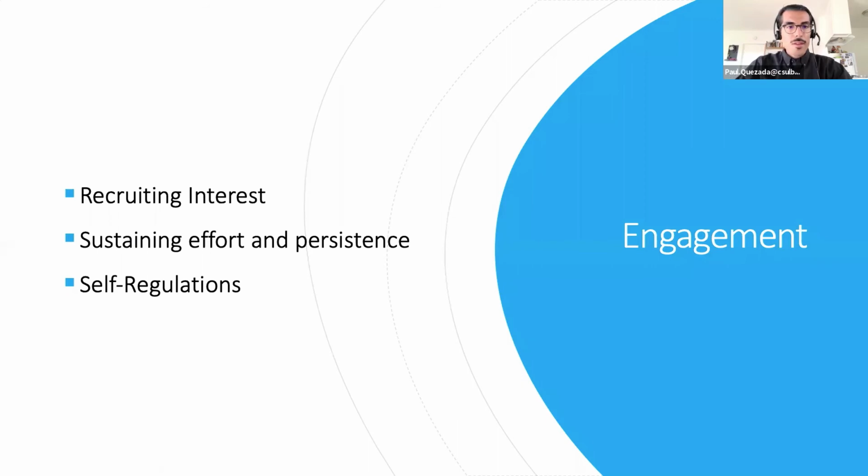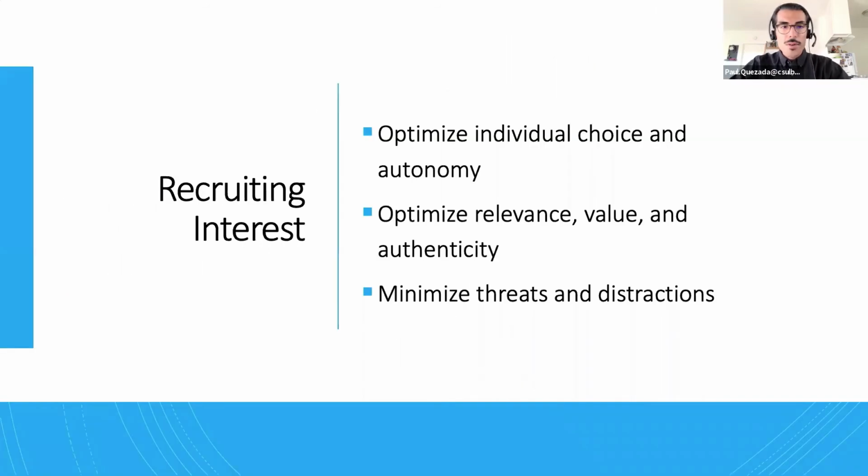Okay, and moving on to the recruiting interest component. We'll see that this is achieved by optimizing individual choice and autonomy. So in an instructional setting, it is often appropriate to provide choice for the learning objectives itself, to offer choices in how the objective can be reached. So in the context of achieving the objective, in the tool or supports available and so forth, we just want to be mindful of allowing those different avenues to be explored.